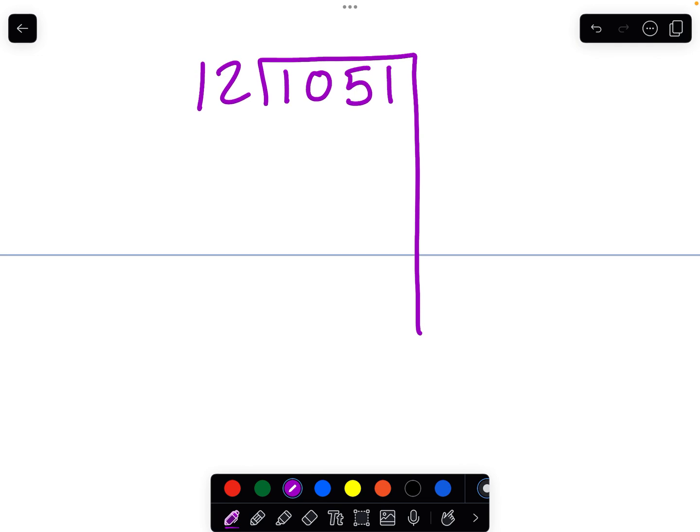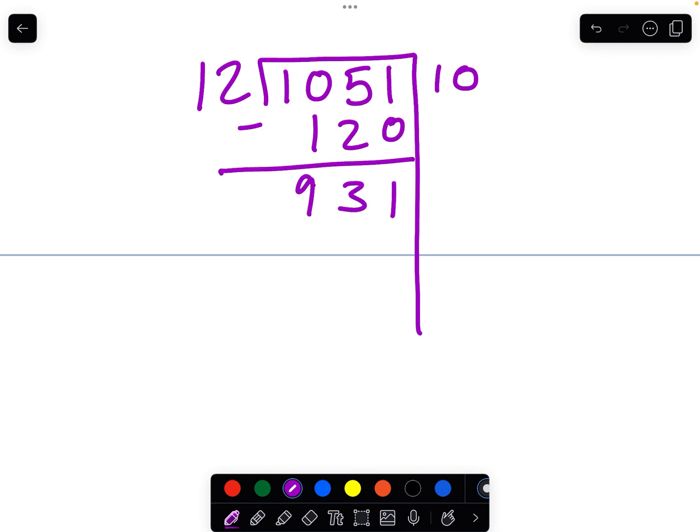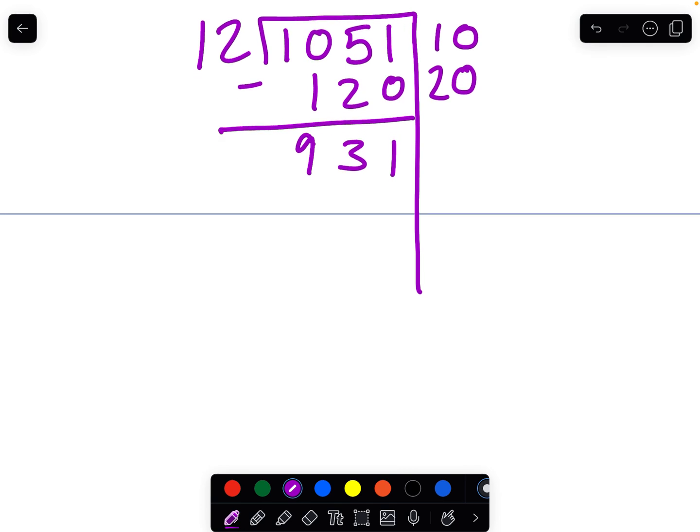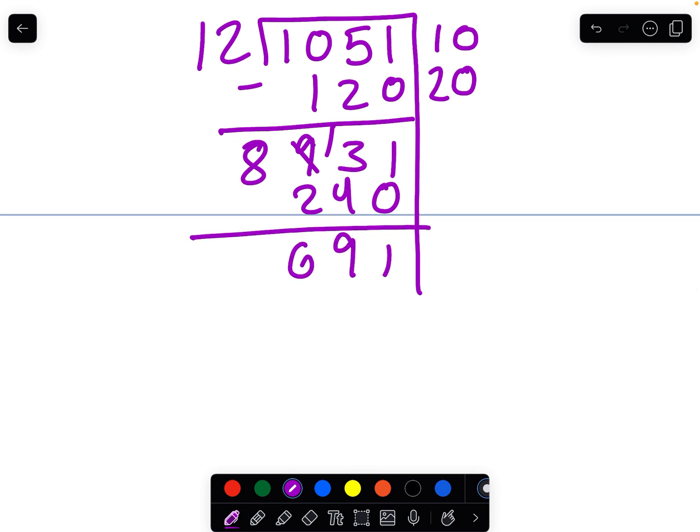Let's get started. Okay, we're going to work with all of our friendly numbers. Just start quick and easy with 10. 12 times 10 is 120. Going to subtract. Going to end up with 931. Now, I know I'm going to go a little bit bigger because I know it's going to take me longer. I know 12 times 2 is 24, so 12 times 20 is 240. Subtract that. Okay, 691. Let's do another 20.